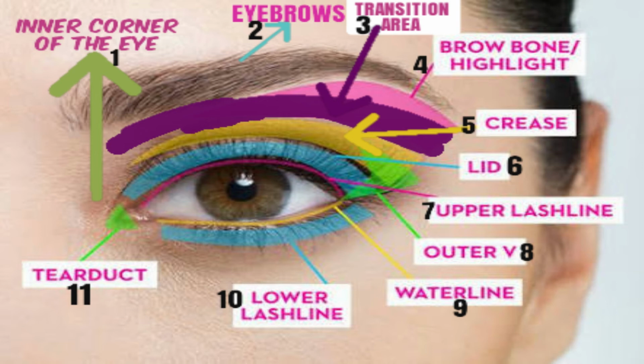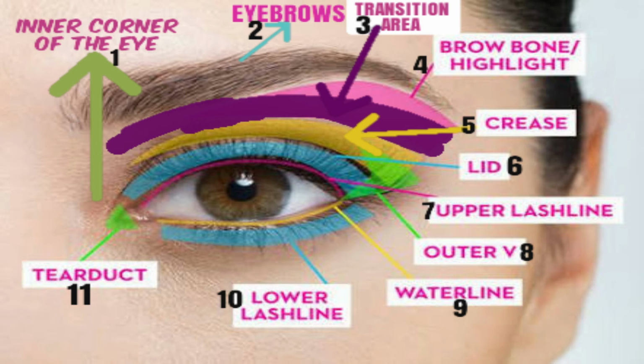Okay, now number 11, we have what is called the tear duct. The tear duct, you can see it right there, number 11, with the green color pointing into that area. That is called the tear duct. At times you might have to extend your eyeliner downward into the tear duct. So whenever I say into the tear duct, you can easily gauge where that is. All right, I hope we are all following along and understanding.